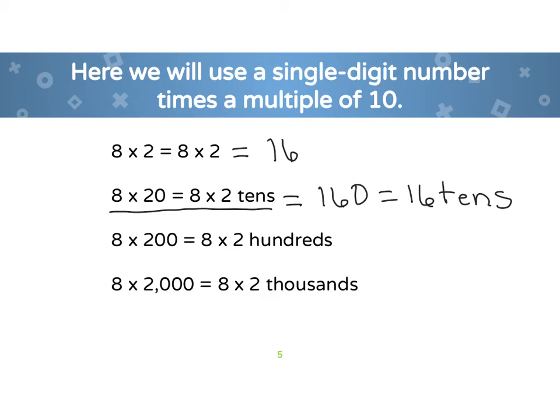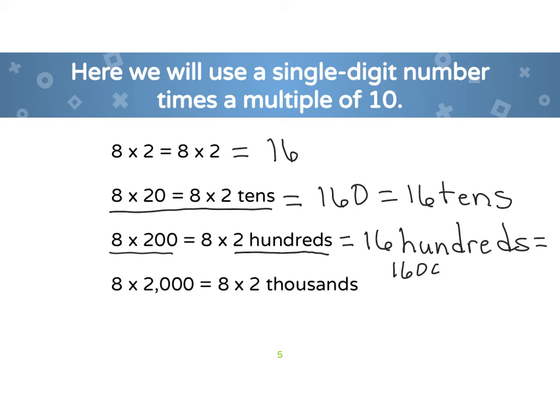And then the next one, I have 8 times 200. I wrote that in the standard form. Now here, over here, I wrote one of them in the unit form. And so I know that 8 times 2 is 16. 16 what? I would have 16 hundreds. I could write it in unit form, or I could write it in standard form, which would be 16 and then my 100, so I'd have 1,600.